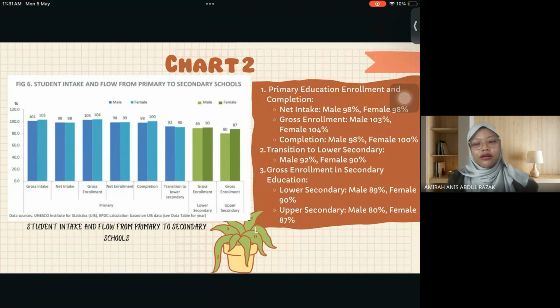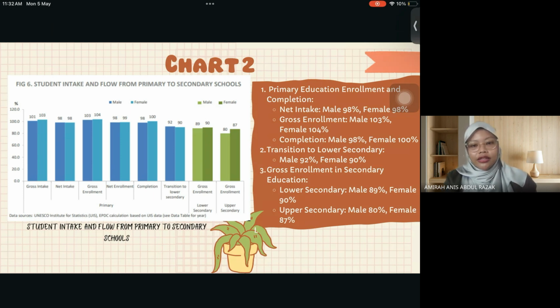This means more than 100% of children are starting school. Why is it more than 100%? Because some children may start school late or early, not exactly at the normal age. But this is a good sign because it means most children are going to school.